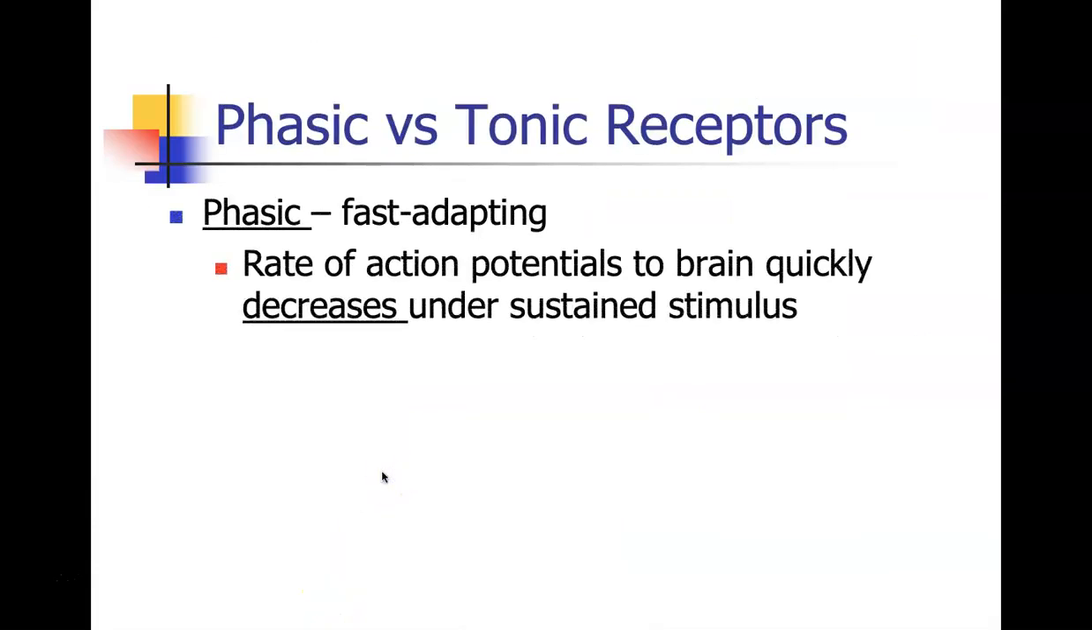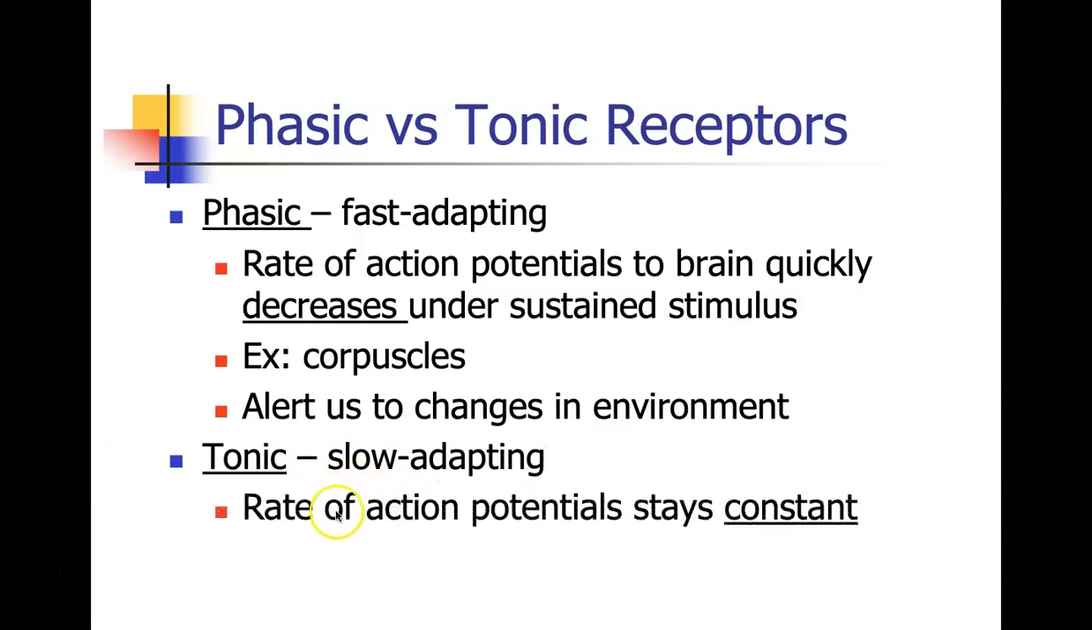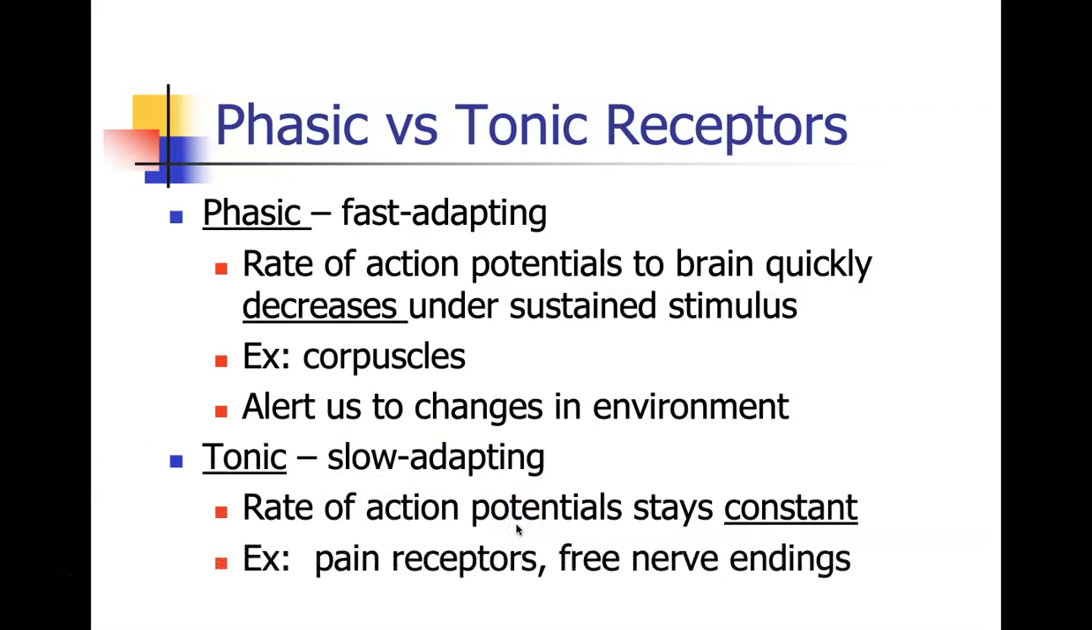Okay, so those phasic ones are the fast adapting ones. The rate of action potentials to the brain quickly decreases as the stimulus is maintained. An example of this kind of receptor is called a corpuscle. These are going to be ones in your skin that alert us to changes in the environment. Okay. Tonic, slow adapting receptors, where the rate of action potentials stays constant, are going to be things like pain receptors and free nerve endings. So these are going to be things that if you have a painful injury, for example, that pain continues. Your body doesn't adapt to the pain and you don't feel it less over time.